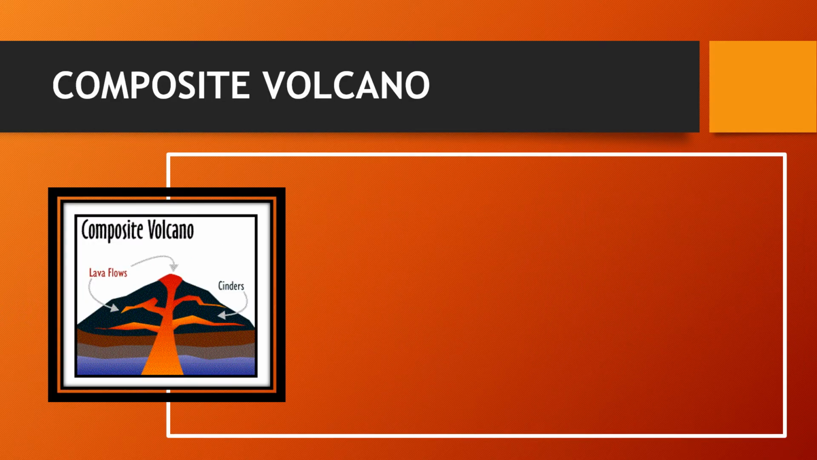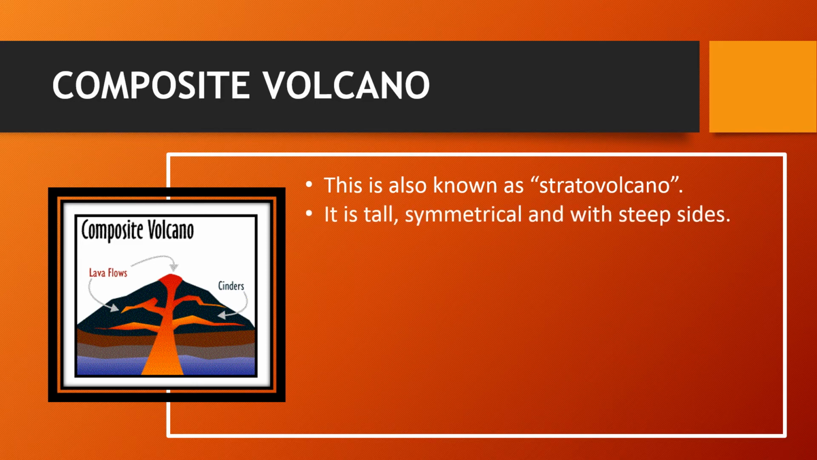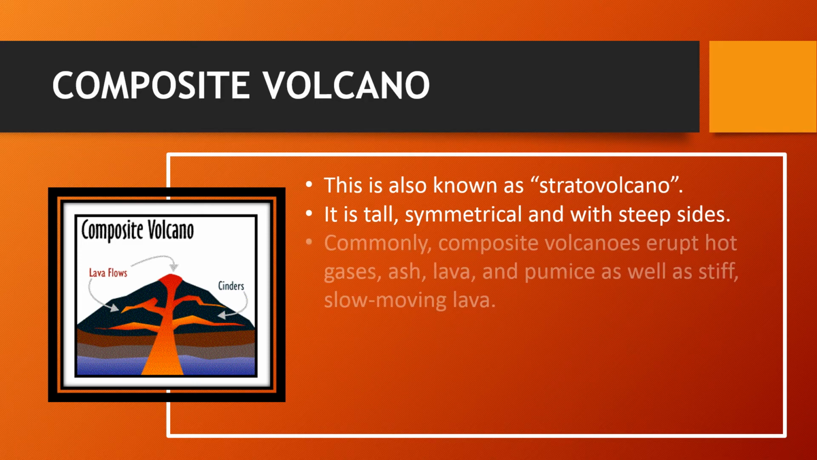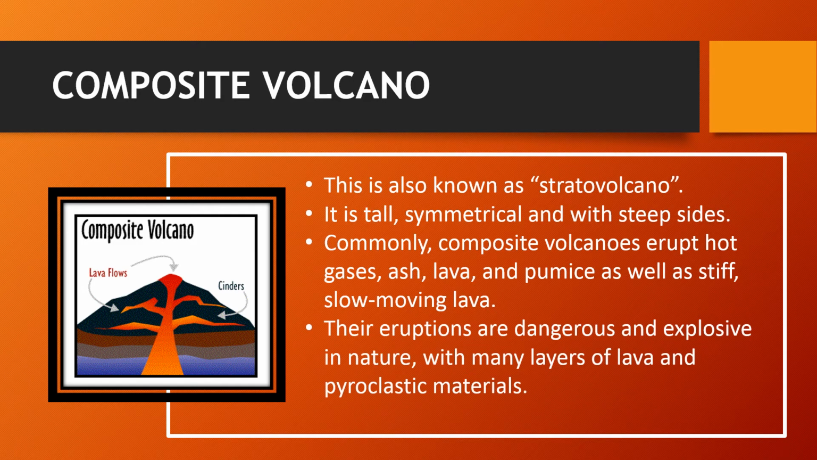Let us start first with the composite volcano. A composite volcano is known as stratovolcano. Strato means it consists of layers. It is tall, symmetrical, and with steep sides. Another characteristic is that commonly composite volcanoes erupt hot gases, ash, lava, and pumice as well as stiff, slow-moving lava. Their eruptions are dangerous and explosive in nature, with many layers of lava and pyroclastic materials.